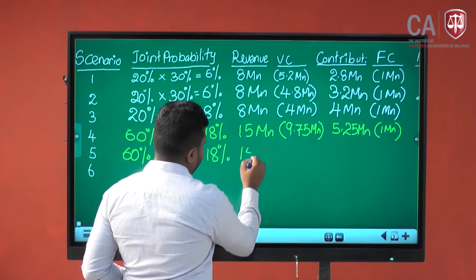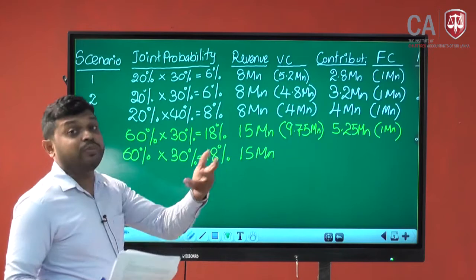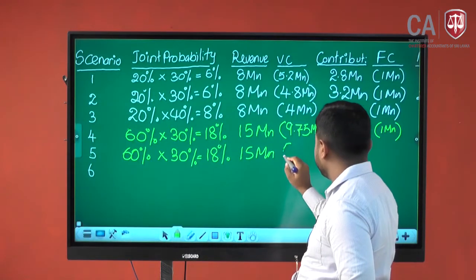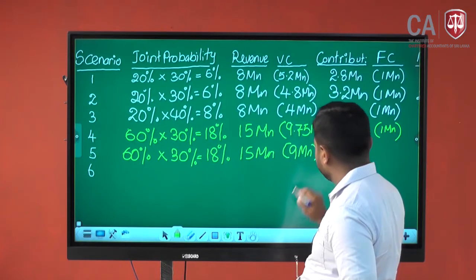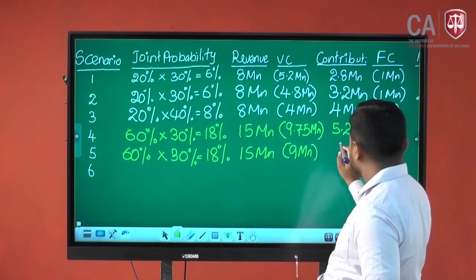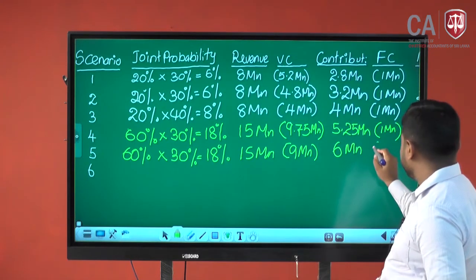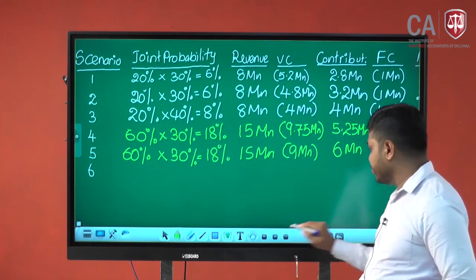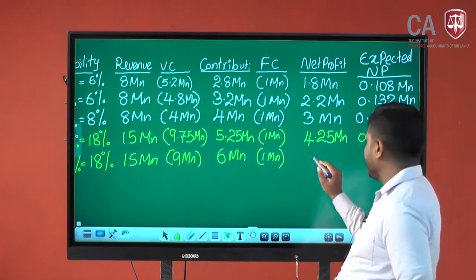Revenue will be 15 million. 60% of the revenue will be the variable cost, that is 9 million. 15 minus 9, 6 million will be the contribution. 6 minus 1 million, your net profit is 5 million.